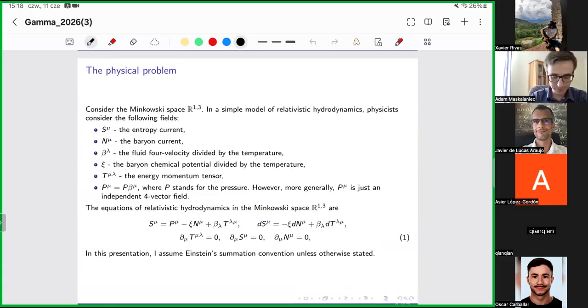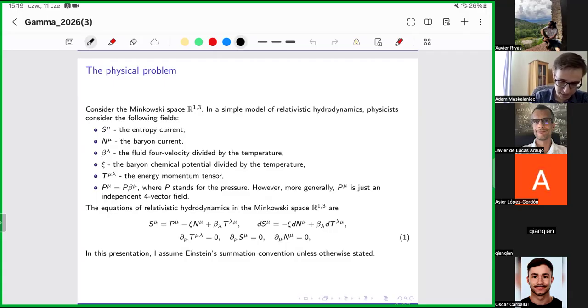Okay, so the physical problem is the following one. We consider at first a flat Minkowski spacetime, R^{1,3}, and we would like to construct a simple field theoretical model of relativistic hydrodynamics. So therefore, we would like to introduce some currents. The first one is the entropy current, also the next one, the baryon current, that measures the number and the flow of our particles.